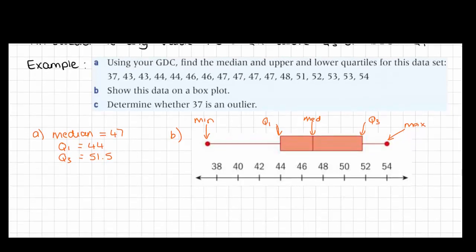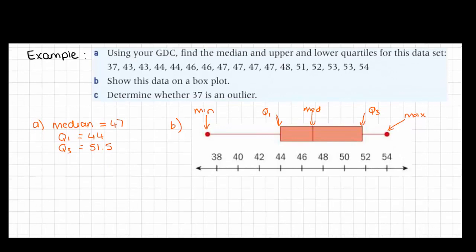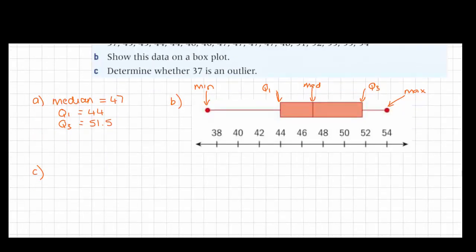Now we want to determine whether 37 is an outlier. So to do this, remember, we need to work out the value that is 1.5 times the interquartile range below quartile 1. Because 37 is the smallest number, we want to work out that value below quartile 1. So the first thing we need to do is the interquartile range, which will be 51.5 minus 44, quartile 3 minus quartile 1, which we will get 7.5.